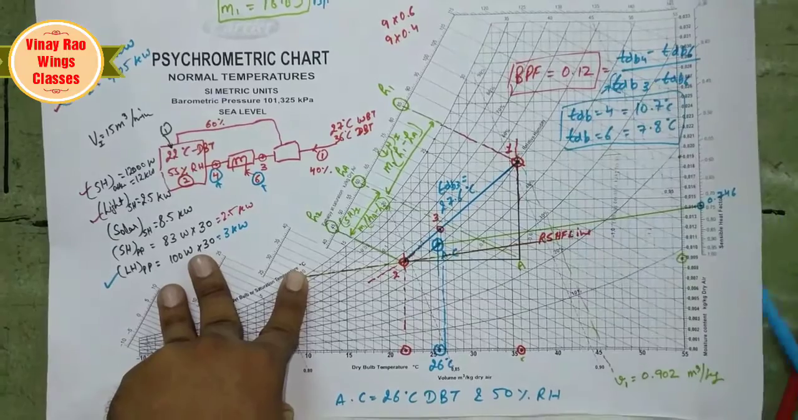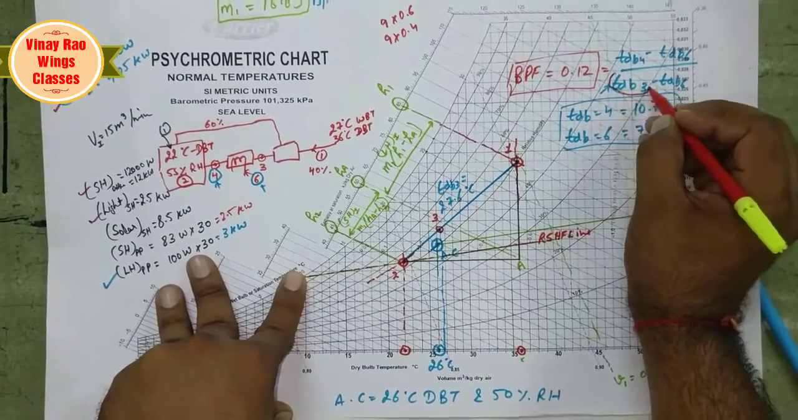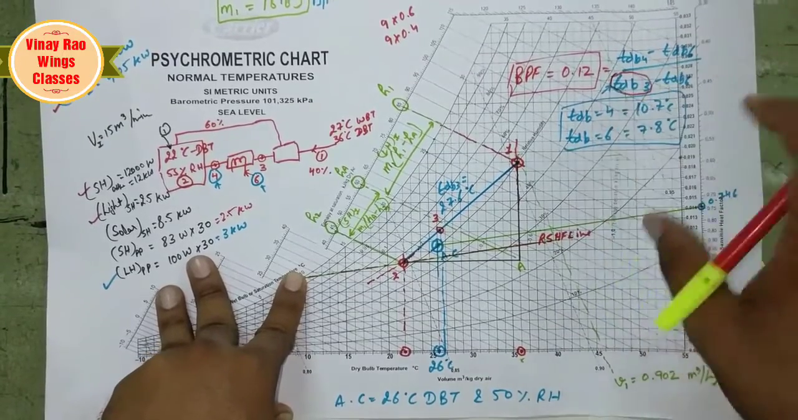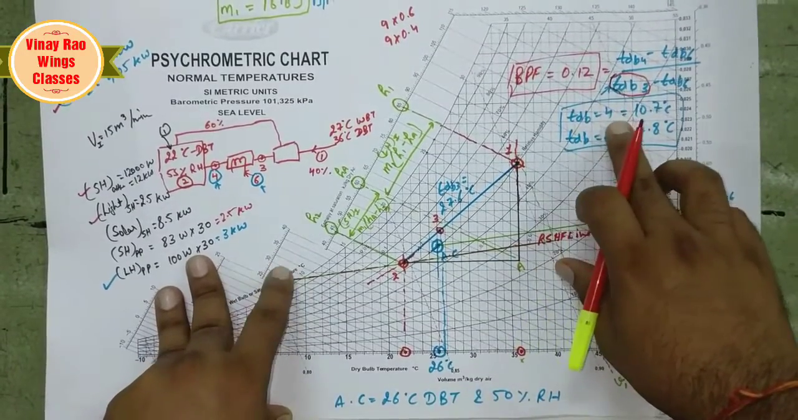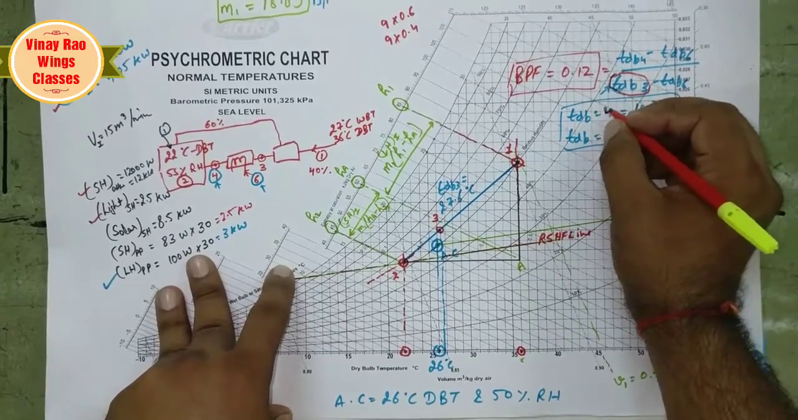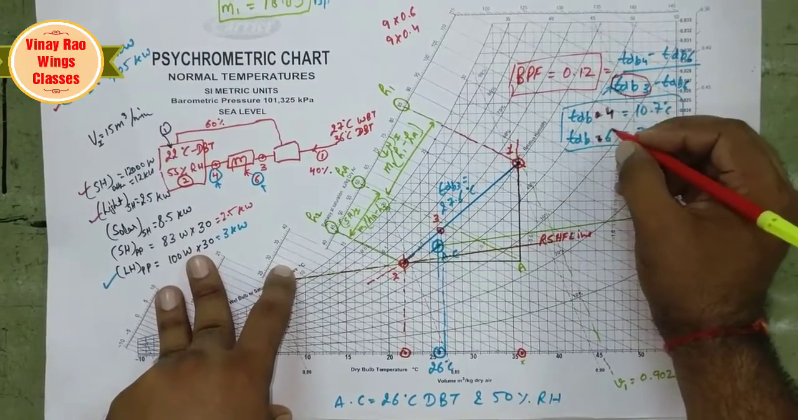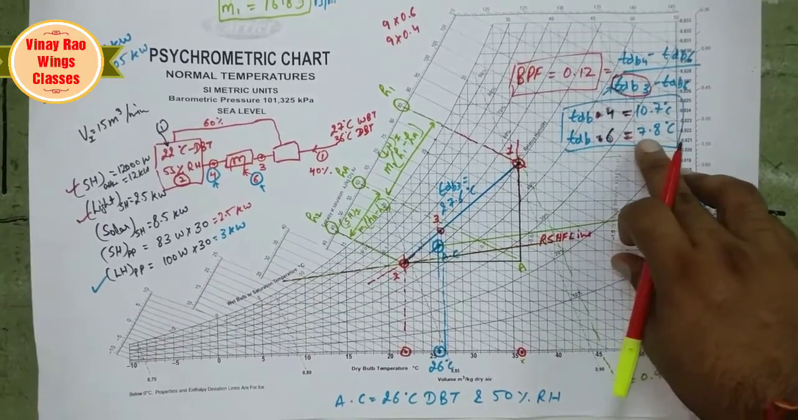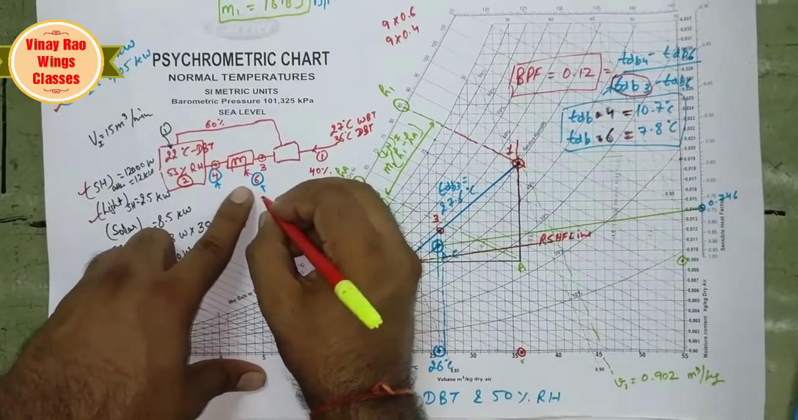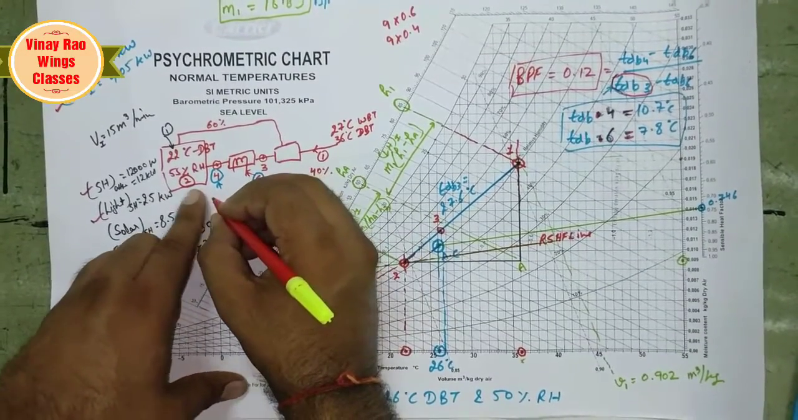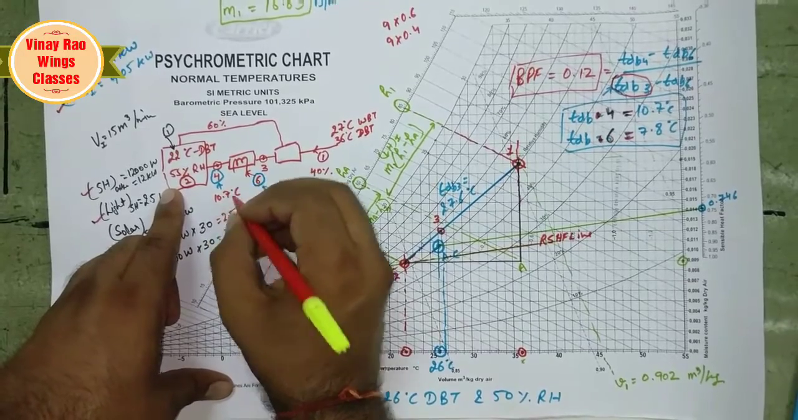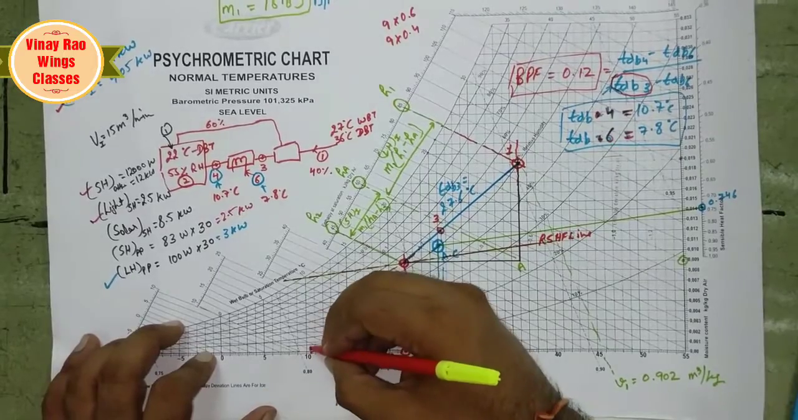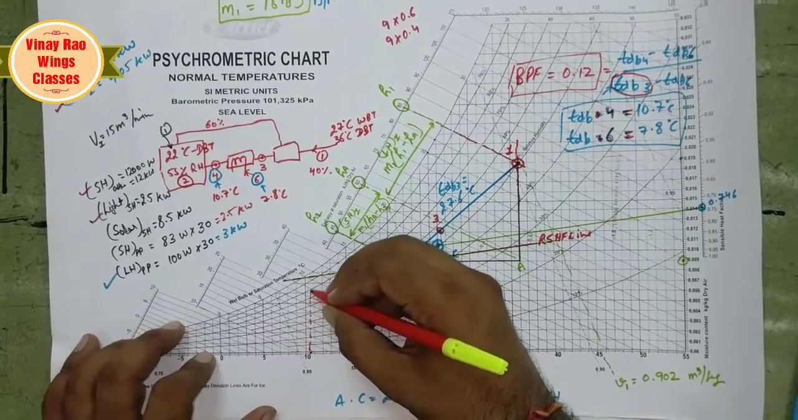We put this value 27.6 and an approximate value for TdB4. By the hit and trial method, we got the results for TdB4 and TdB6: 10.7 and 7.8. That means the apparatus dew point temperature is 7.8 degrees Celsius, and the coil outlet temperature is 10.7 degrees Celsius. We have to mark 10.7, TdB4.